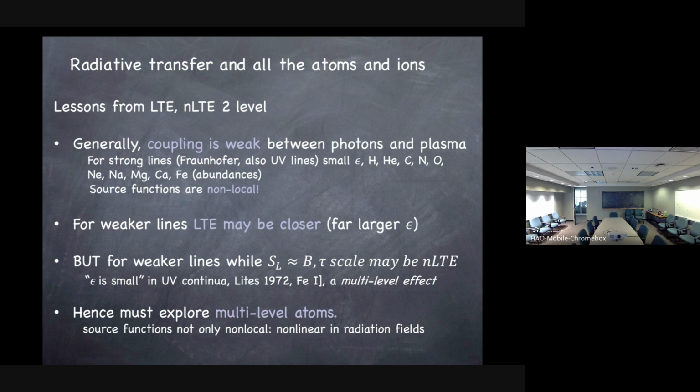Generally, the coupling is weak. So epsilon is small, 10 to the minus something. If you look at strong lines, those are the abundant elements in the sun above about 7, on a scale where hydrogen is 12 in a logarithmic scale. So this is 5 orders of magnitude in abundance difference between, say, hydrogen and sodium. Helium is about 10%, carbon, nitrogen, oxygen about 1%, etc.